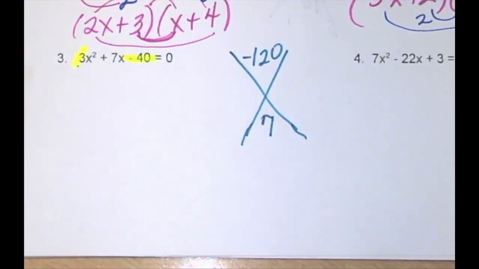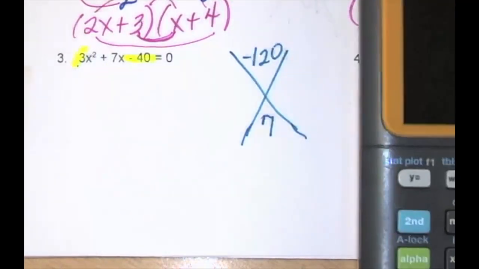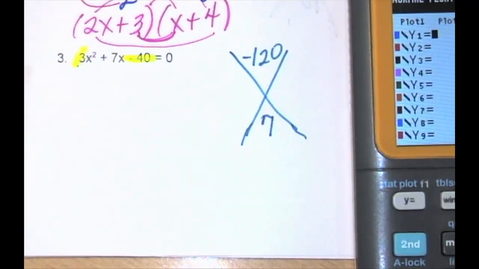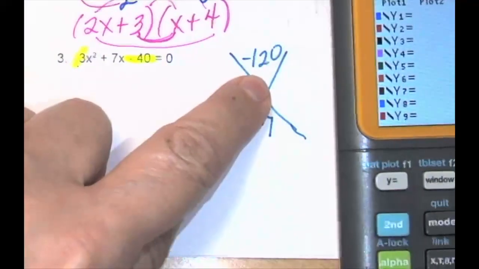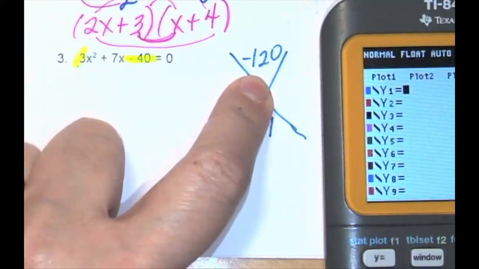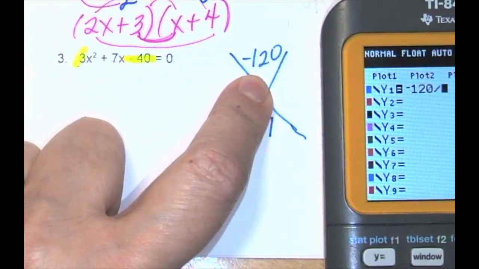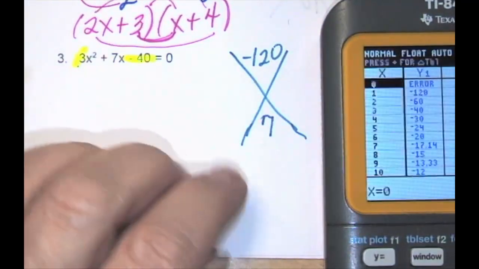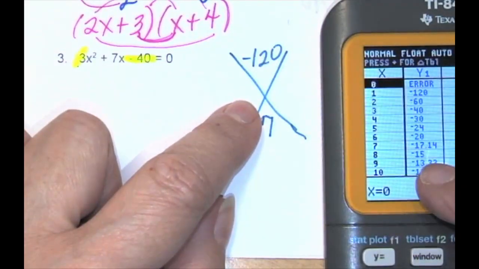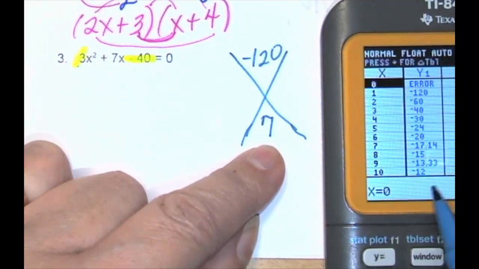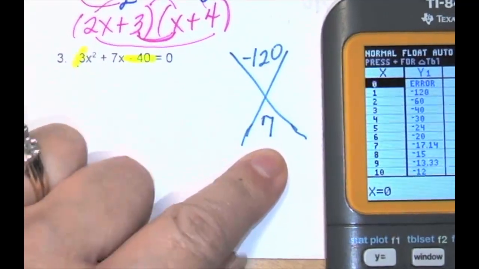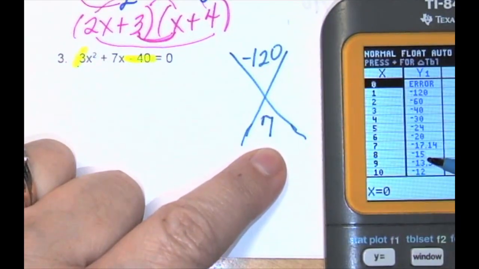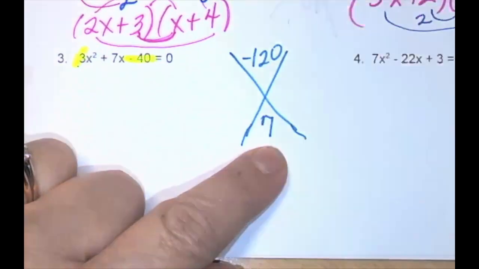I don't have my answers written here, so you're going to have to give me a second. Remember, this is a good time to remind you: if you're bad at your factors, you go to y equals and you put negative 120 divided by x. Then go to the table, and your whole numbers are going to be your choices. And I'm looking for 2 of them that add to 7. And here it is. I've got 8 and 15.